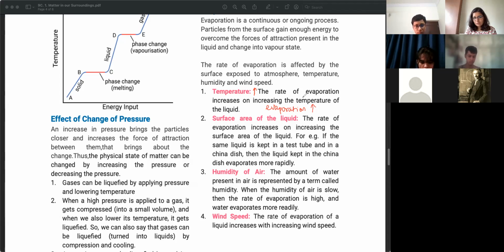So you don't need to write the whole sentence. Write it in short form. You just need to remember what the relation is between the two. Okay. Similarly, surface area increases, then evaporation also increases. Humidity increases, then evaporation decreases. Wind speed increases, evaporation increases. Let me know when you guys have finished writing. Then I'll discuss the application for each one, the real life examples.